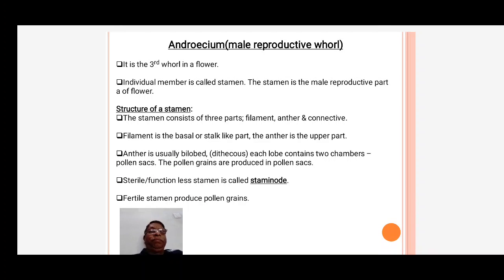Androecium. Androecium is the third whorl in a flower. Androecium is the collective name of stamens. It is the male reproductive whorl of a flower. The male reproductive part of angiosperm is called stamen.